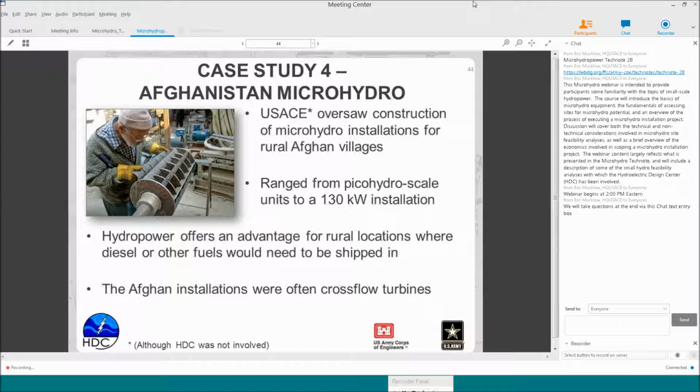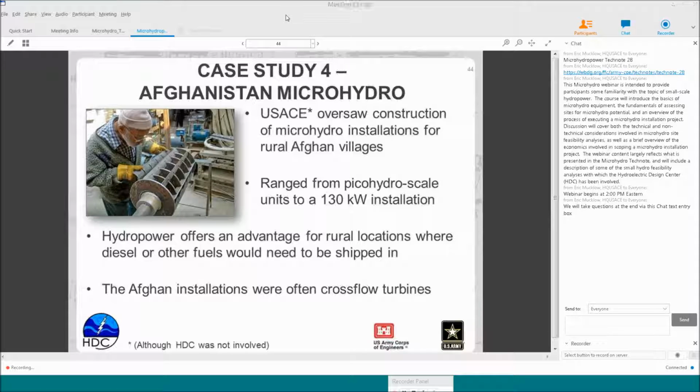The Corps was involved to some extent, in not CC, but the Corps was involved in introducing microhydropower capability to rural villages in Afghanistan. These instances provide a good example of what microhydro can be, particularly of serving an isolated grid. That's what made this pursuit truly a viable option for providing power to these remote villages.